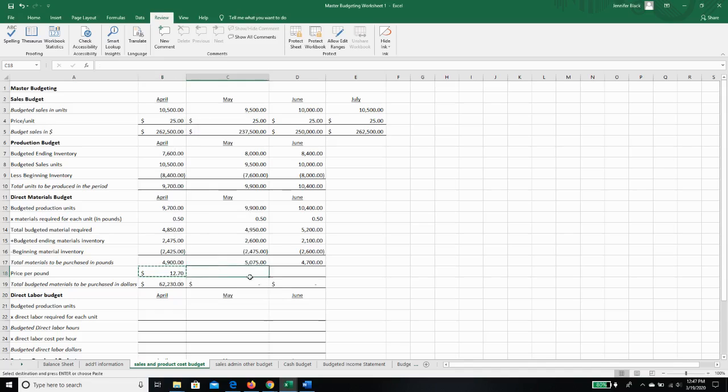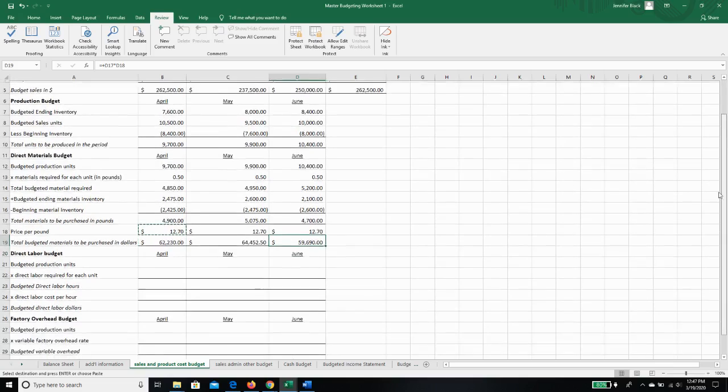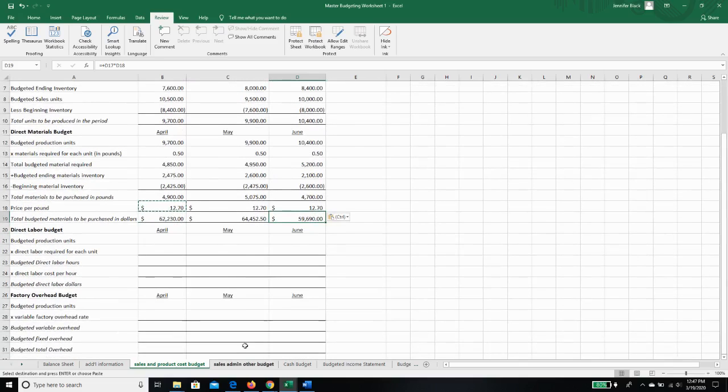My price per pound isn't going to change, at least for my budget purposes. And so now I know in May I have to buy $64,452.50 worth of materials. And in June I have to buy $59,690 worth of materials. All right, two more and then we'll take a break.